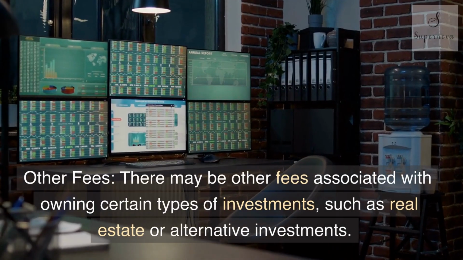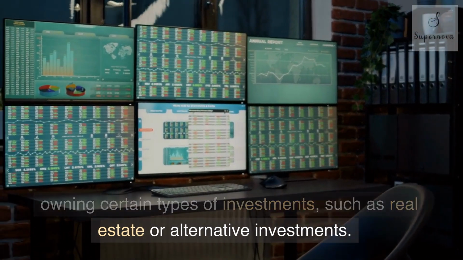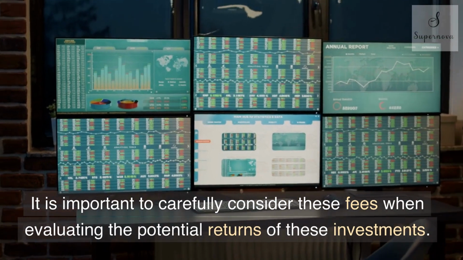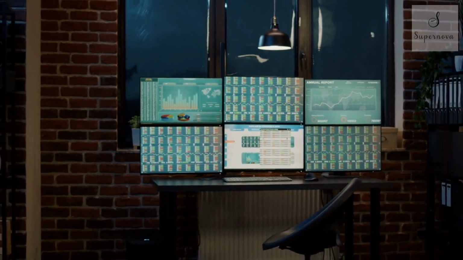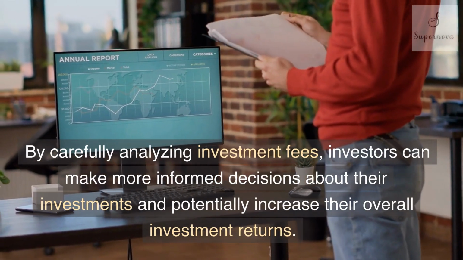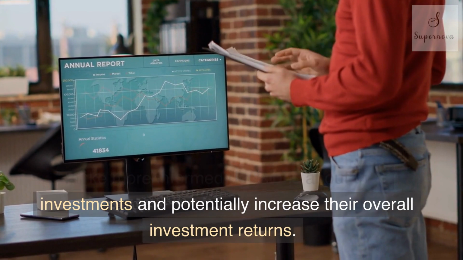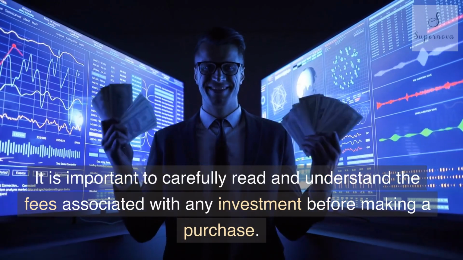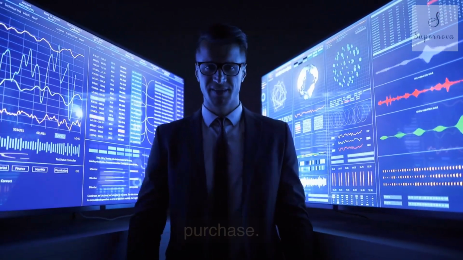Other fees. There may be other fees associated with owning certain types of investments, such as real estate or alternative investments. It is important to carefully consider these fees when evaluating the potential returns of these investments. By carefully analyzing investment fees, investors can make more informed decisions about their investments and potentially increase their overall investment returns. It is important to carefully read and understand the fees associated with any investment before making a purchase.